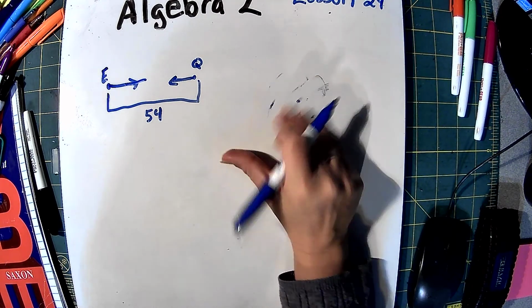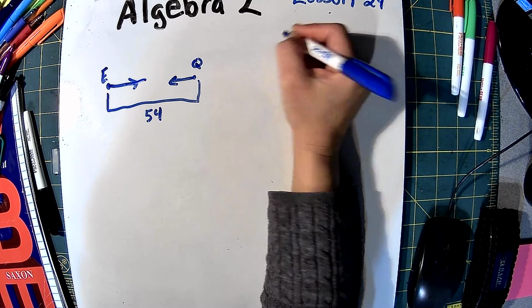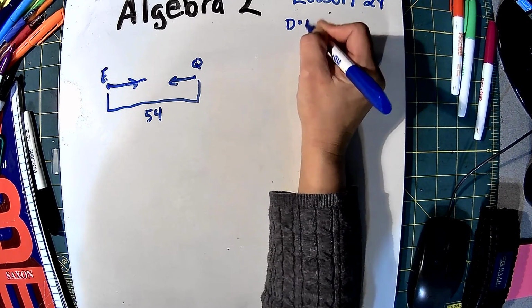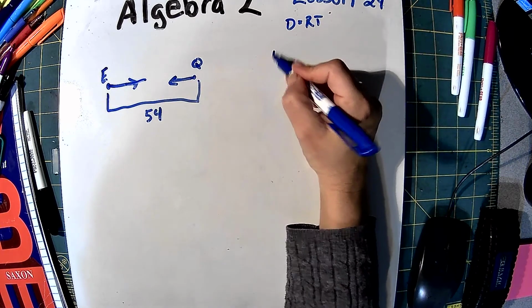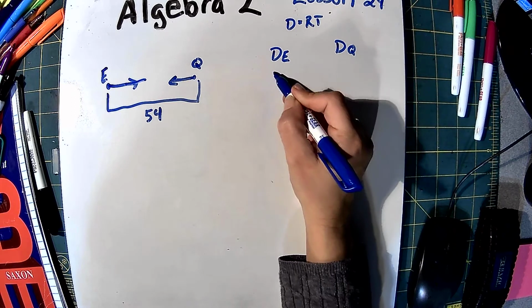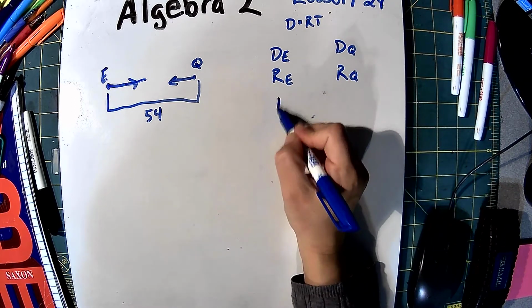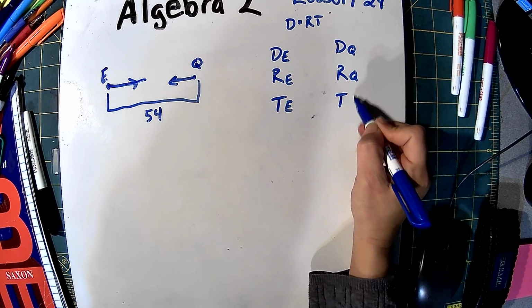Okay. So let's go ahead and get our stuff together over here. So we've got distance equals rate times time. And we're going to have the distance of Edward and the distance of the Queen, and then the rate of Edward and the rate of the Queen, and then the time of Edward and the time of the Queen.